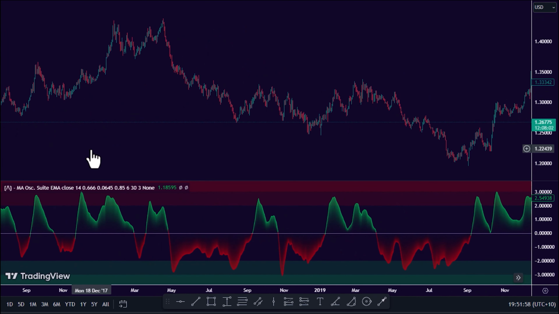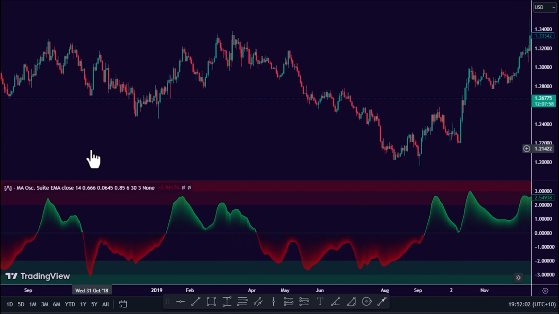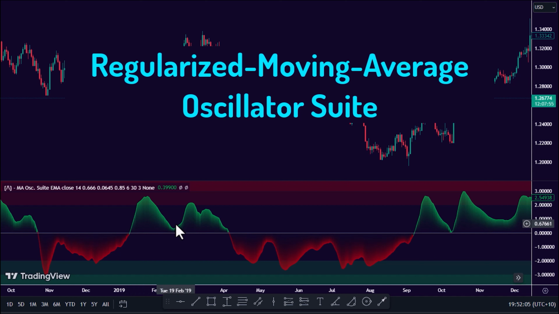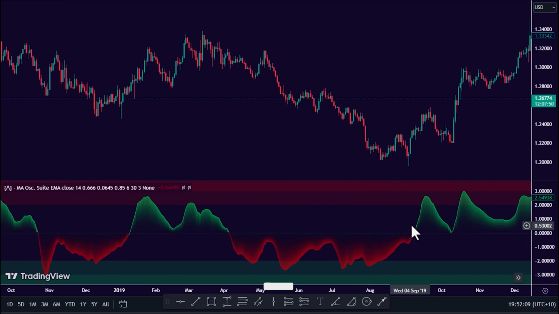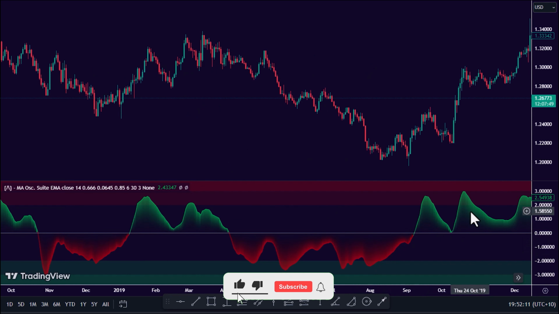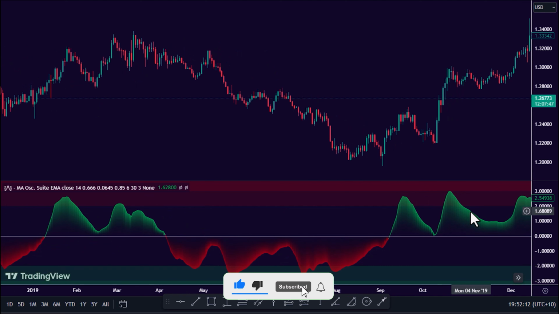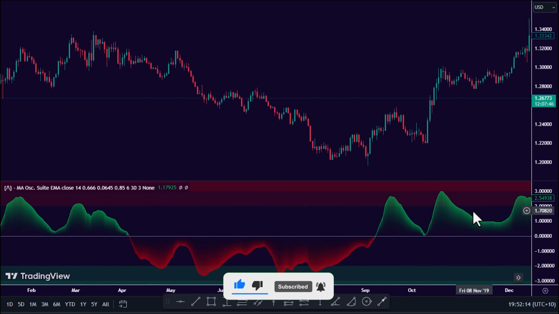Welcome to today's trading tutorial, where we'll delve into the art of trading with the Regularized Moving Average Oscillator Suite indicator. The Regularized Moving Average Oscillator is a powerful trading tool designed to provide in-depth insights into market trends and dynamics. It's easy to access and use.